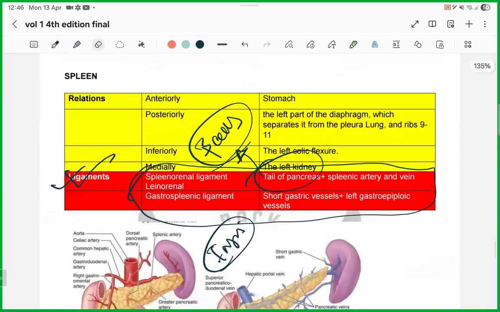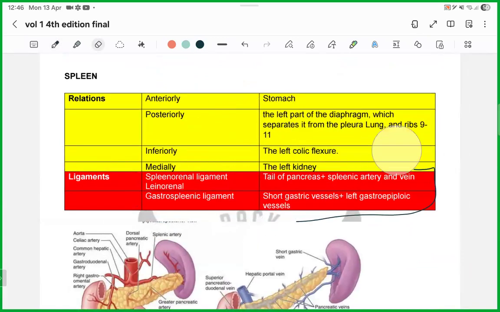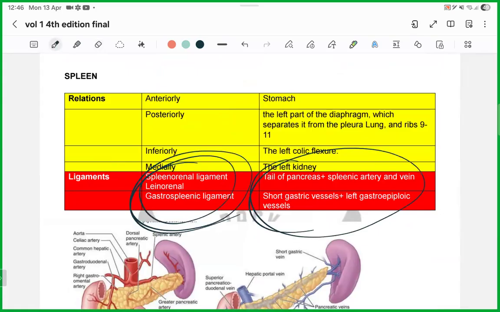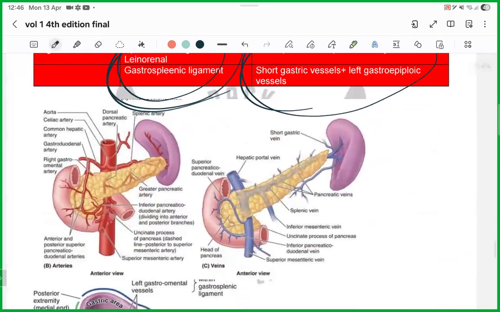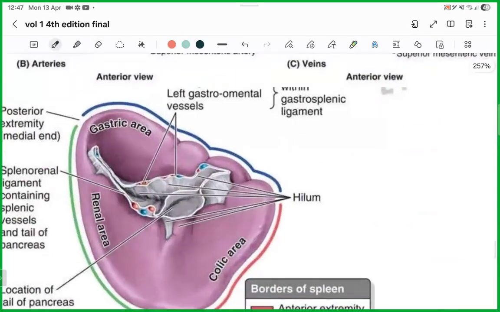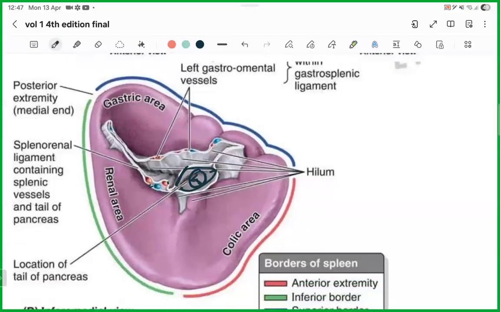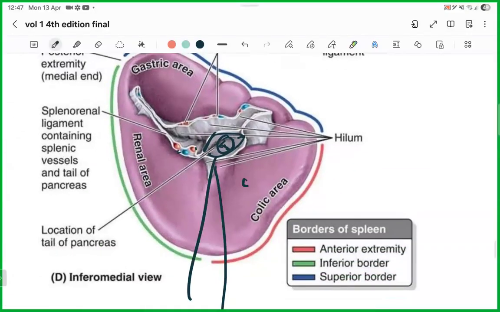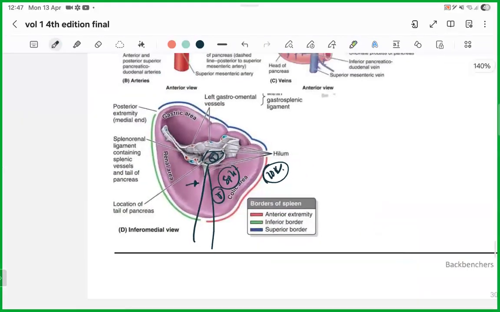Then spleen. They don't ask anything from the spleen except this injury. Others, give a reading. So here we have the splenorenal ligament, and you can see that inside this ligament we have the pancreatic tail and splenic arteries. Now, if you do a splenectomy, you have to ligate the splenic artery, and that in turn can injure the pancreatic tail. 100% important. This is the thing they ask very frequently.